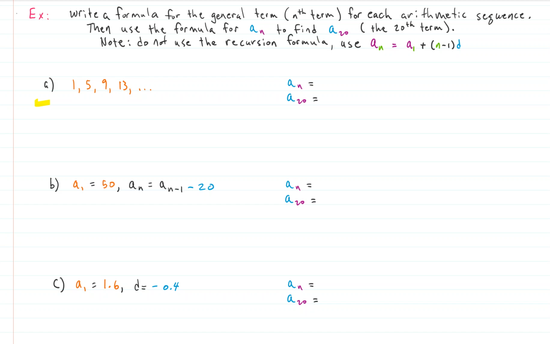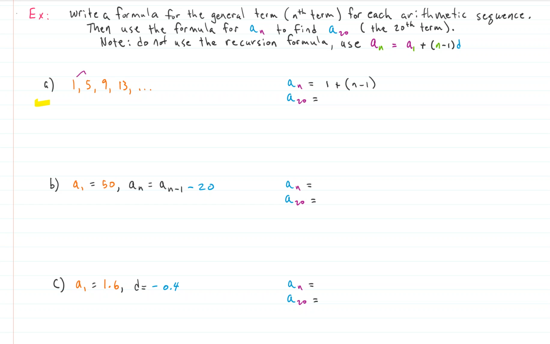So if we want to write down the general term, then we would have a sub 1, which is the first term, which is 1. So we will have 1 plus, we need n minus 1 here, because this is the general term. And then the common difference. What is the common difference for us here?